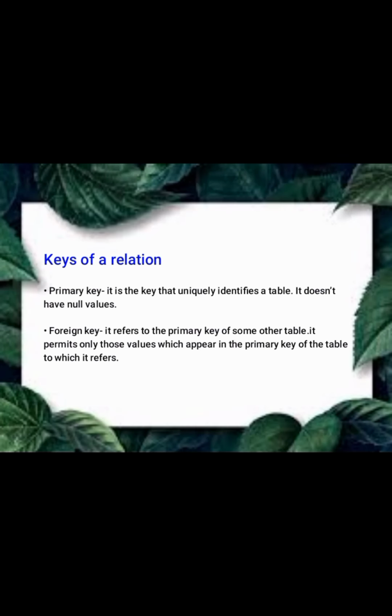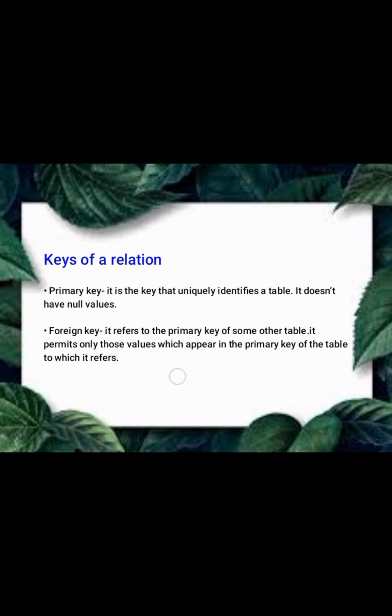Keys of a relation. We have primary key and foreign key. The primary key is the key that uniquely identifies a table. It doesn't have null values. And the foreign key refers to the primary key of some other table. It permits only those values which appear in the primary key of the table to which it refers.